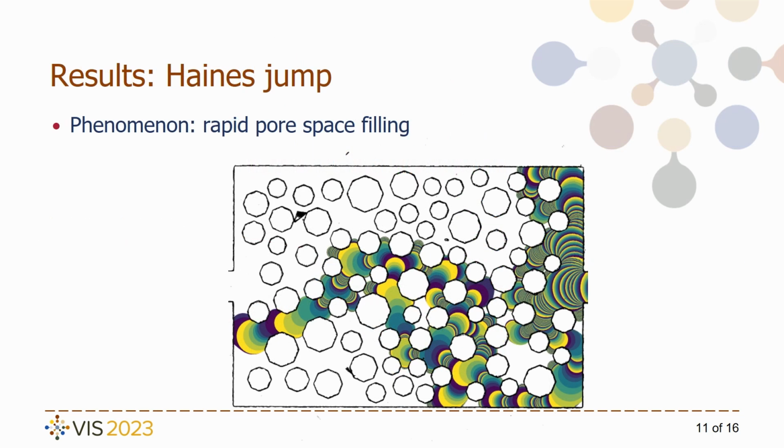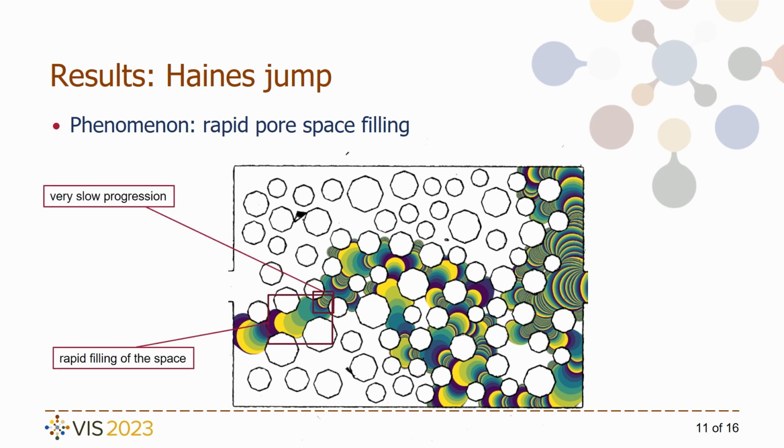For the analysis of the experiments, we employ our interactive tool, the time map, and the visualizations of our graphs. One application case is the analysis of the Haynes jump. This is a phenomenon where a pore is rapidly filled by the invading fluid after an initially very slow progression. This can be directly identified from the frequencies in the time map for multiple regions.